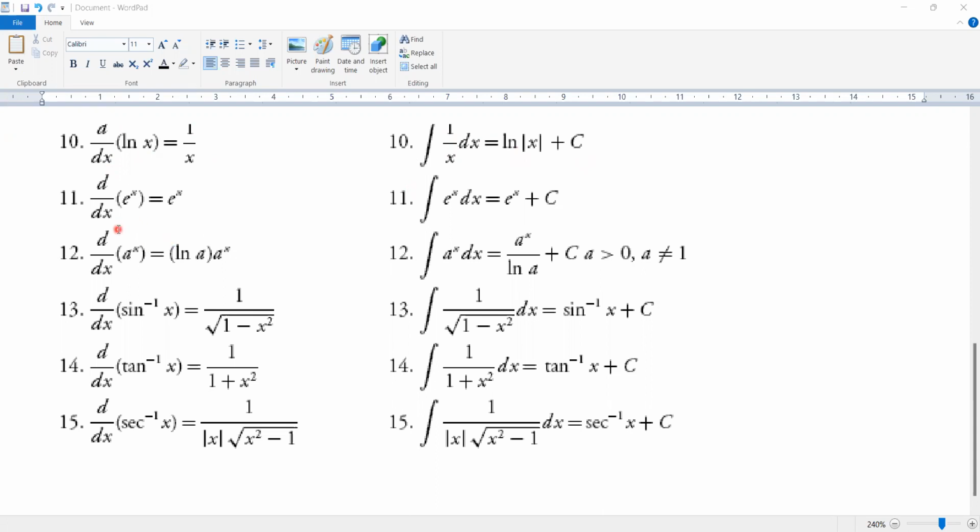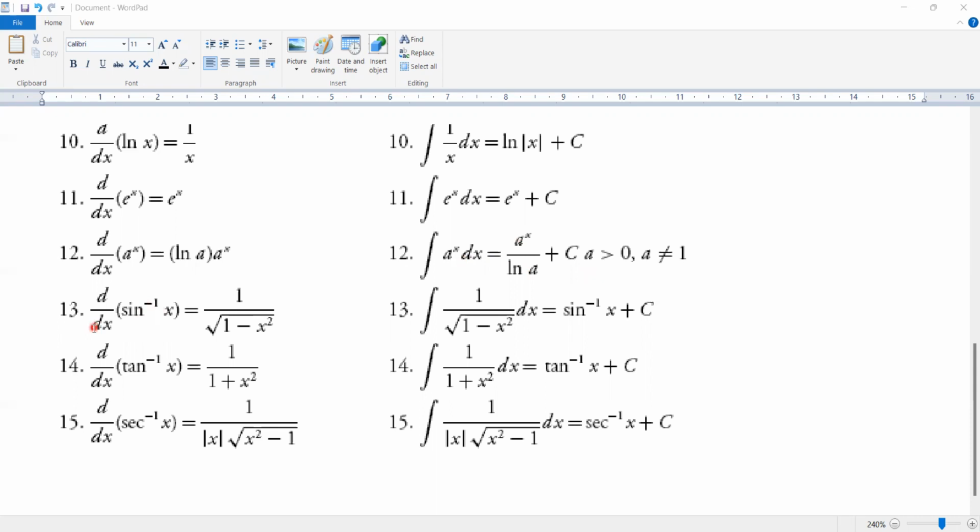Derivative of e raised to x with respect to x is e raised to x. Integration of e raised to x dx is e raised to x plus c. Derivative of a raised to x with respect to x is a raised to x into log a. Integration of a raised to x dx is a raised to x upon log a plus c.